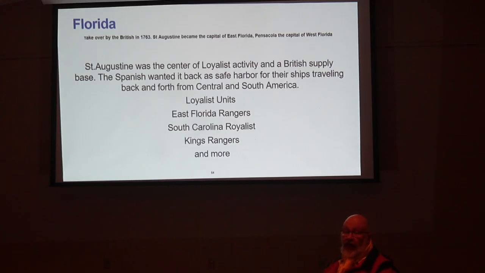St. Augustine ended up being basically a supply base for loyalist units loyal to the British that operated in Georgia, South Carolina, and North Carolina. Some of the units that were formed were the East Florida Rangers, the South Carolina Royalists, and the King's Rangers. If you ever read the story of the King's Rangers, it's very interesting. The man who founded the unit wanted to stay neutral, and some loyal Americans tarred and feathered him and burned his feet, and he decided that the British side was better.